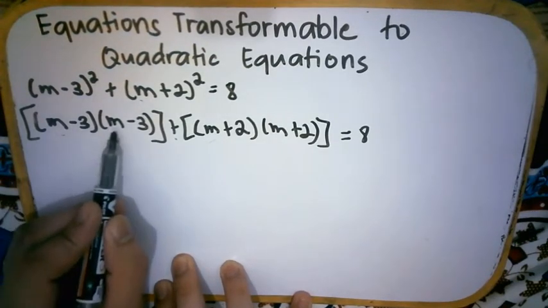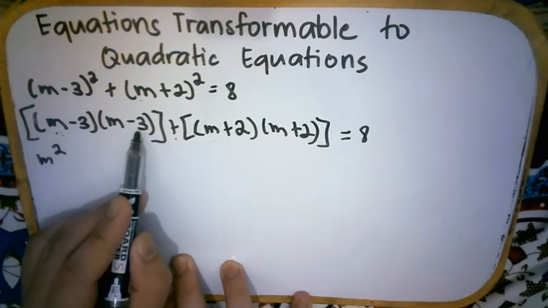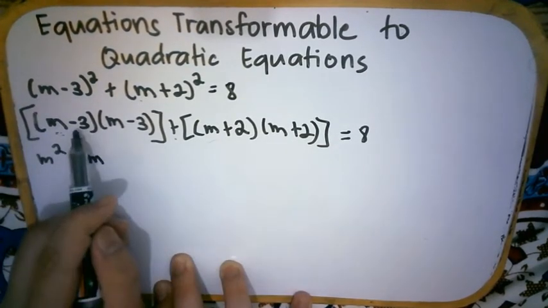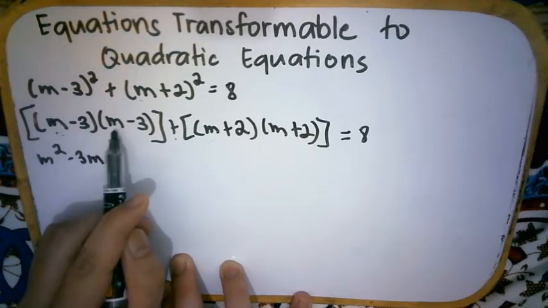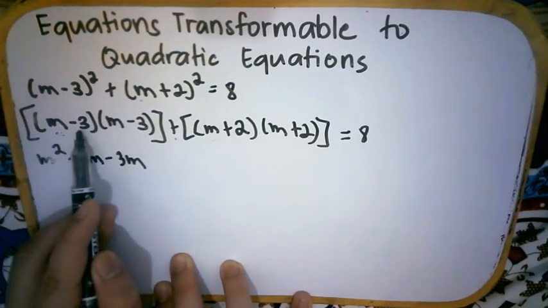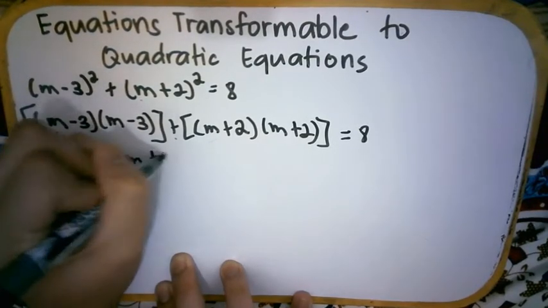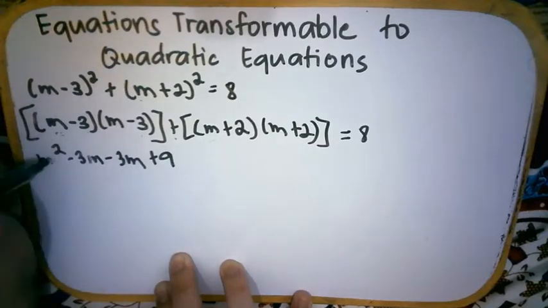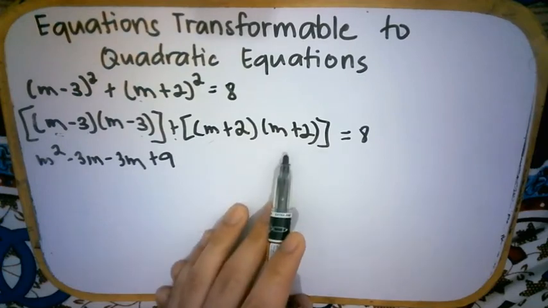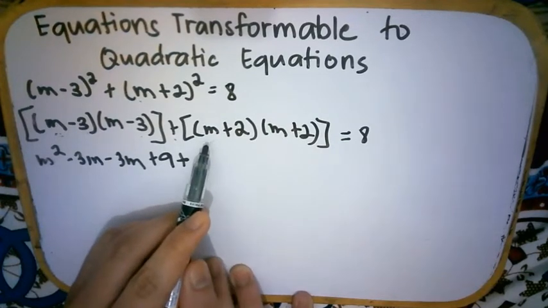M times m, for the first terms, we have m squared. And then outer, m times negative 3, we have minus 3m. And then negative 3 times m, for the inner terms, we have negative 3m. Negative 3 times negative 3 for our last terms, we have plus 9. So after that, let's try to simplify also the other part. So don't forget to write plus and then do the FOIL method.